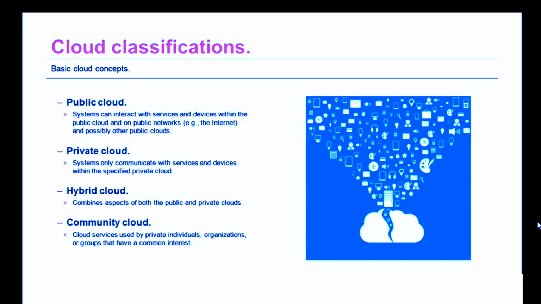The cloud classification can be hybrid. It can combine aspects of both the public and private clouds. And last up, there are community clouds. This is where cloud services are used by private individuals, organizations, or groups that have a common interest.